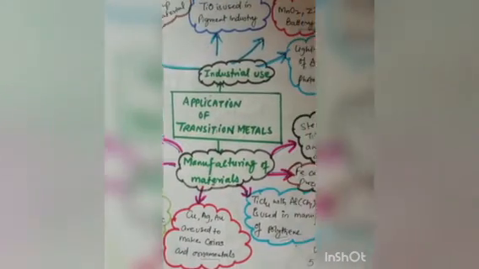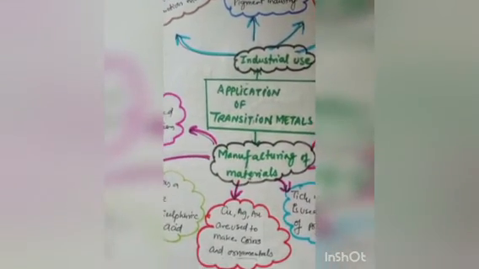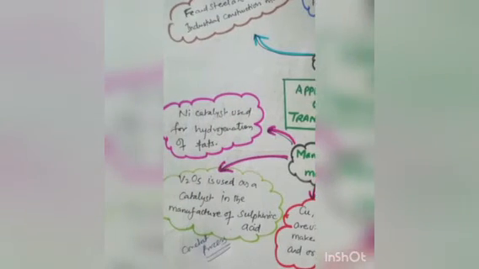Iron catalyst is used in Haber's process for manufacturing of ammonia. This we studied in our last chapter also, that is P block elements. And copper, silver, etc. are used to make coins or ornaments. As we have coins at our homes, so that consists of a small amount of copper or silver. V2O5 is used as a catalyst in manufacture of sulfuric acid. As we know, sulfuric acid is prepared by contact process. Nickel catalyst is used for hydrogenation of fats. So this all we studied.